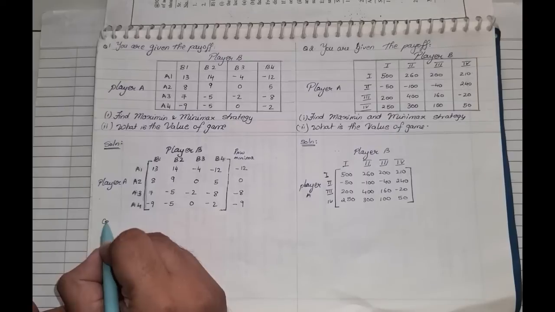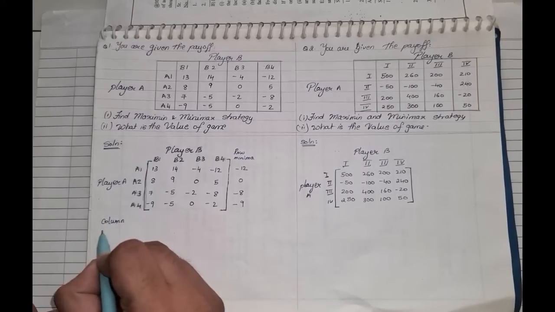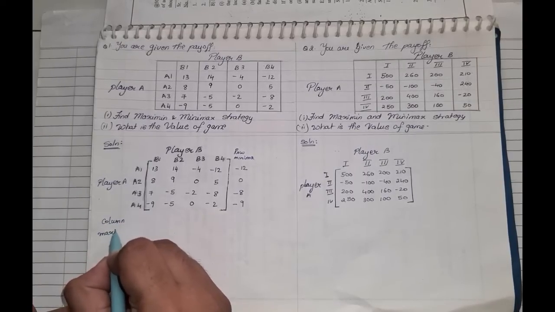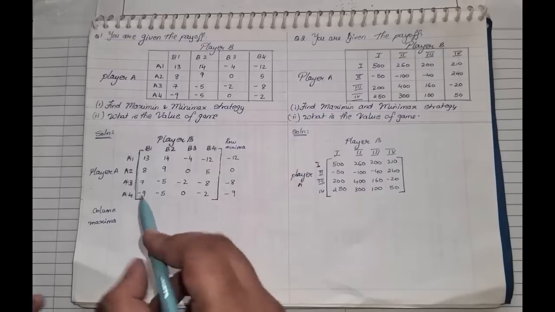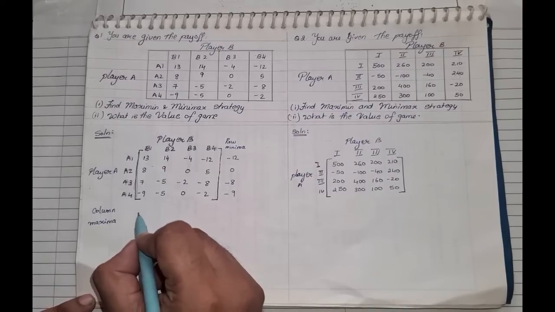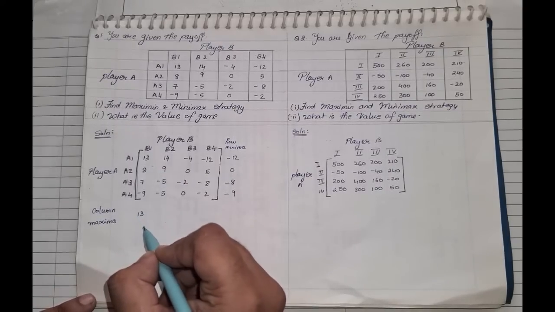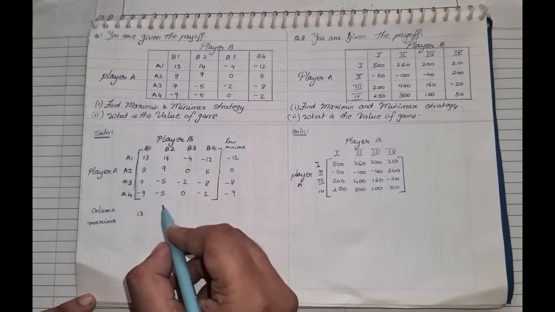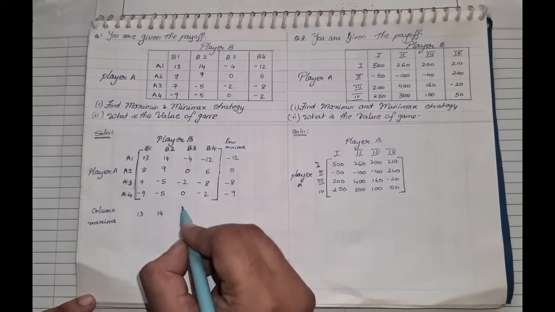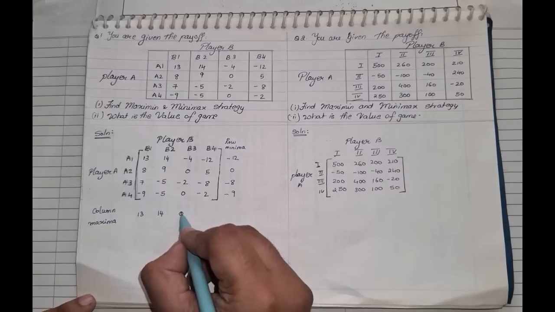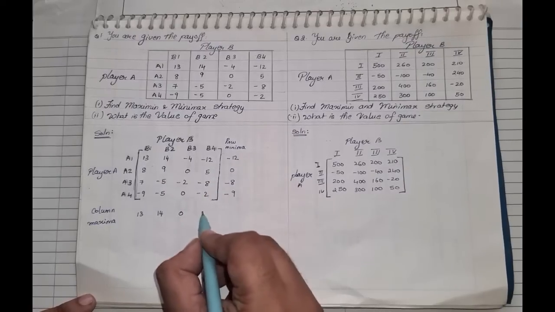Next, column maxima. From each column, we'll have to select the maximum value. So from B1, the maximum value is 13. From B2, the maximum value is 14. From B3, it is 0, and from B4, it is 5.